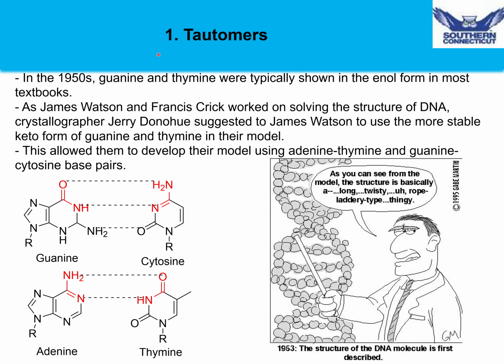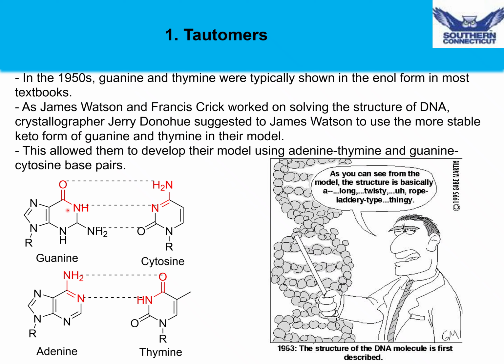Before the 1950s, many textbooks would show guanine and thymine in the less favored enol form. It was a crystallographer, Donohue, who suggested to James Watson to use the more stable keto form of guanine and thymine, which later helped them develop the 3D structure of DNA that we know today.